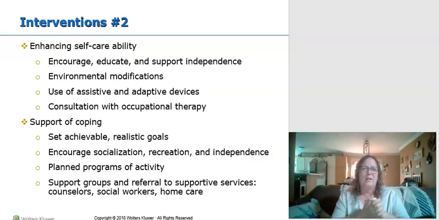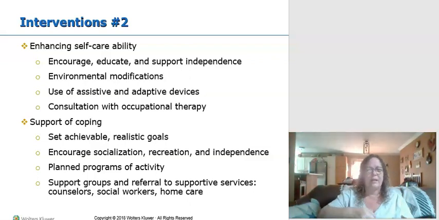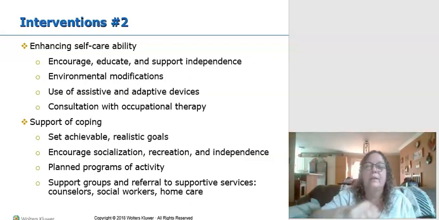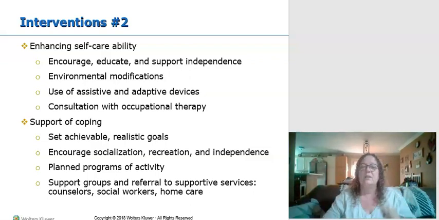You can get your utensils built up. If you're having trouble with coordination, there are little things you can snap onto the plate so that you can push your fork against it and keep your food on there, so you can eat by yourself. So that's kind of how to use adaptive devices.